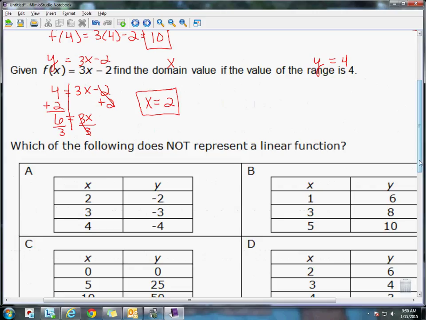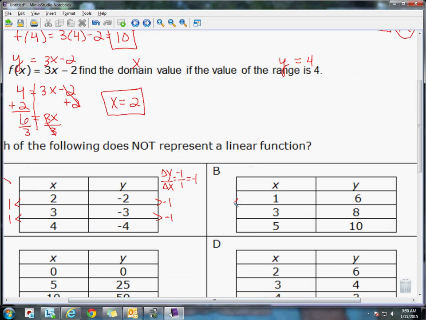Alright, number 3, which of the following does not represent a linear function? We're going to do our slope, our change in y over change in x, to see if we have a constant rate of change. So my x's over here, they are going up by 1s. My y's, they are going down by 1. So we're going to put a minus 1, a minus 1. If I do my change in y over change in x, that's negative 1 over 1, so that's just going to be negative 1. Since we do have a constant rate of change, this will not be an answer because it's saying it's not linear.